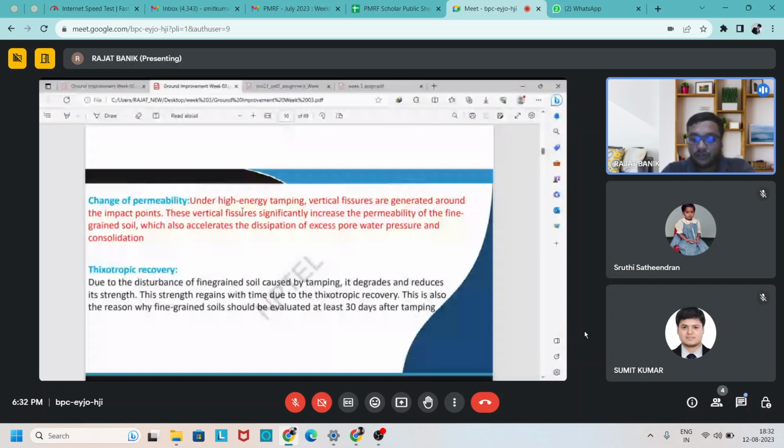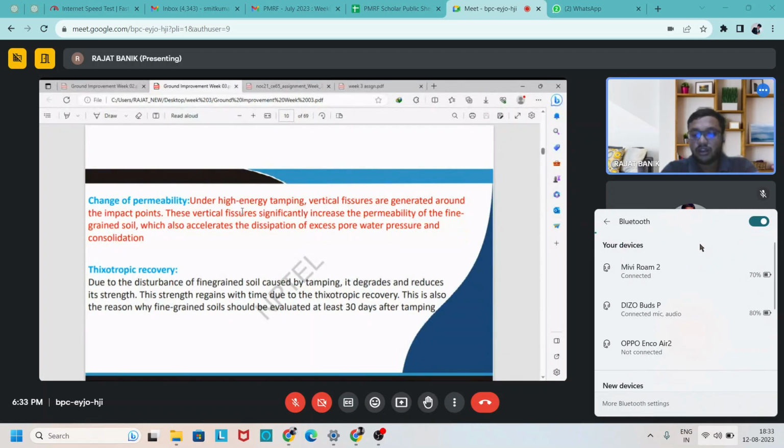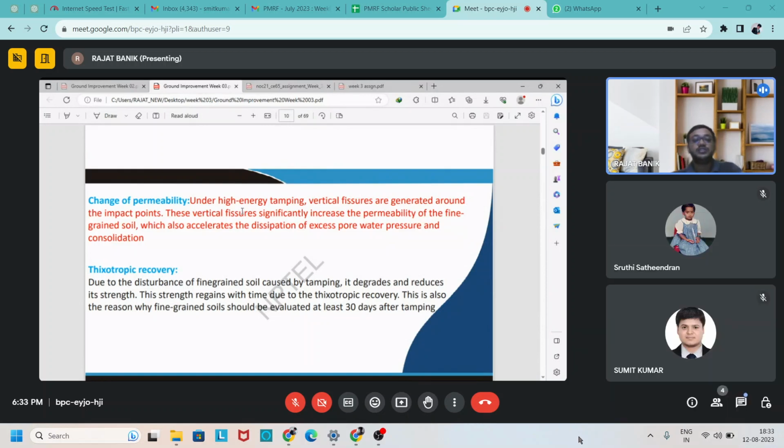So after that, if we give some time, the strength of the soil increases after some time. So this is nothing but thixotropy. That means due to the disturbance caused by the temper, it degrades or reduces its strength. This strength is regained with time due to the thixotropy recovery.